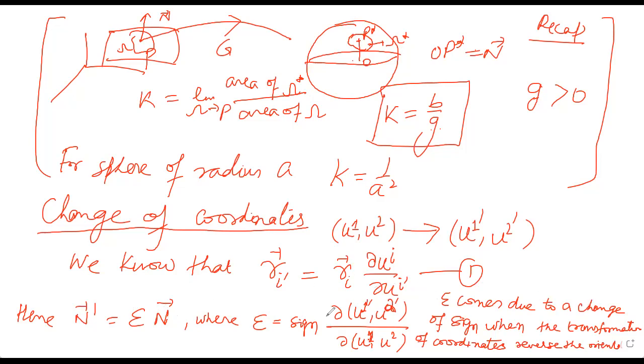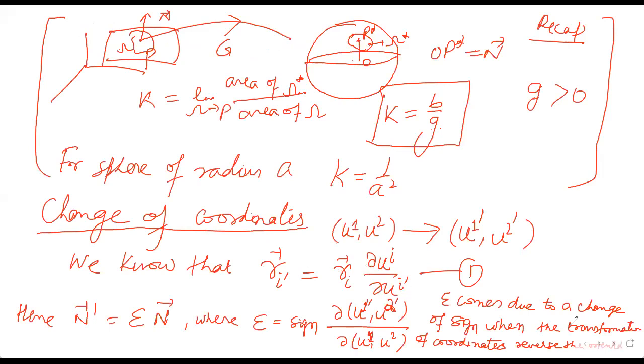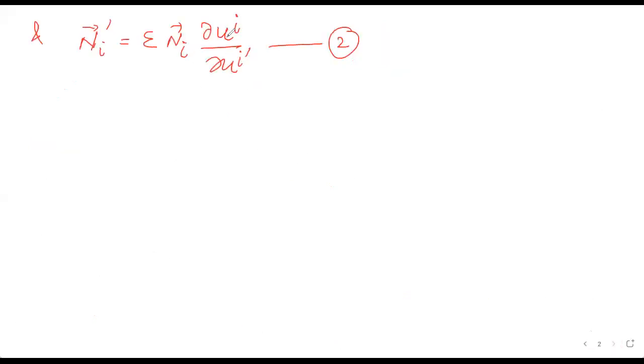So here we can find n_i dash, vector n_i dash. ये वेक्टर्स सारे आपके लिए, these are vectors. Vector n_i dash will become epsilon n_i ∂u_i/∂u_i dash. तो ये फॉर्मूला आएगा n_i dash का. So if I want to find n_i dash, it will be epsilon times n_i, ये फैक्टर आ जाएगा.